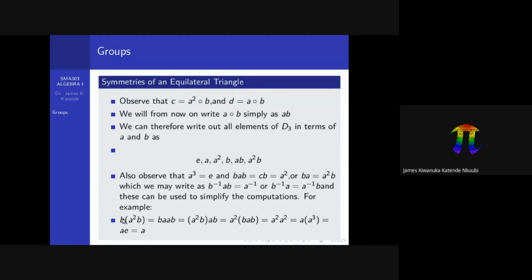So I have shown that if I get the composition of B and A squared B, my answer will be A. So B and A squared B gives me A. Using the same properties, these relations that you have set up here, we can get all the products of each of the elements and write everything in terms of A and B. These relationships are normally called the defining relations of a group, and later on we shall work on this in a more formal setting. But this will be sufficient for now.